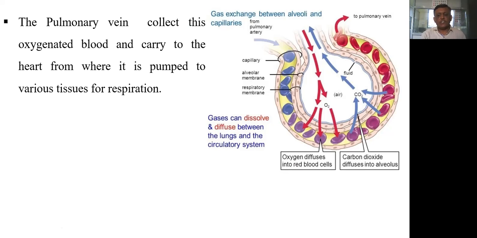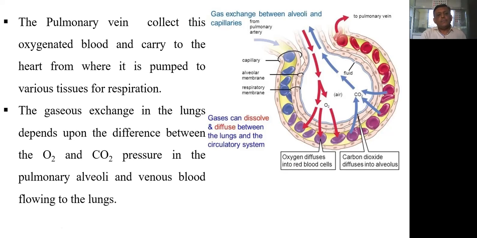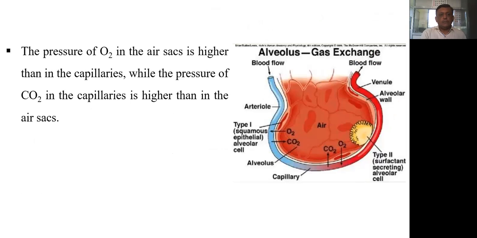The gaseous exchange in the lungs depends upon the difference between partial pressure of oxygen and CO2 in the alveoli and venous blood. That means the blood which is flowing to the lungs. The pressure of oxygen in the air sacs is higher than in the capillaries, while the pressure of CO2 in the capillaries is higher than in the air sacs. So naturally there is diffusion.